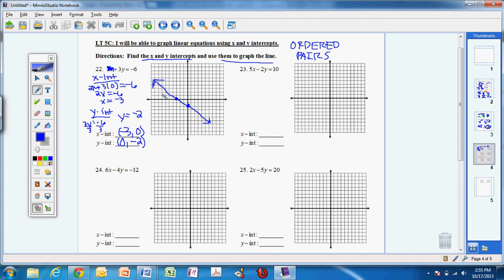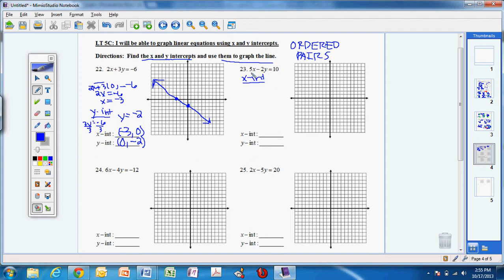So again, guys, we could go to a table of values and go back to our original equation and go from there. But in this case, this is a little bit simpler than going back and finding those values. So again, more review. We're going to find our x and y intercepts on number 23.